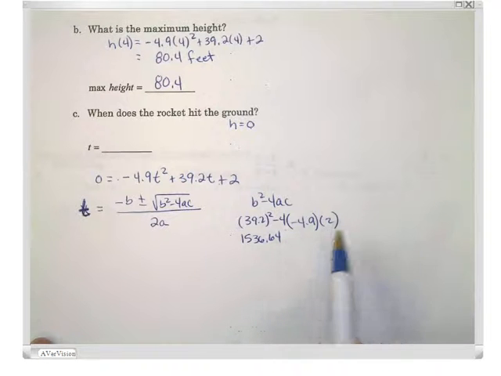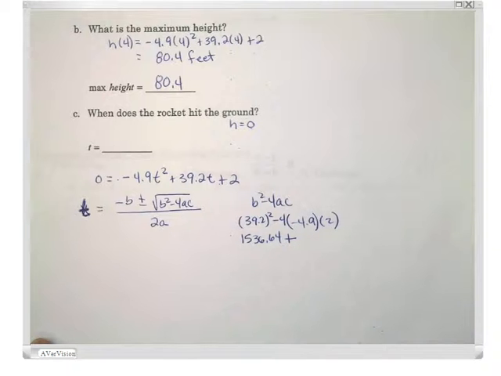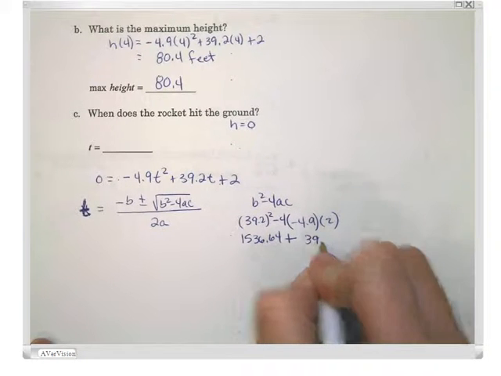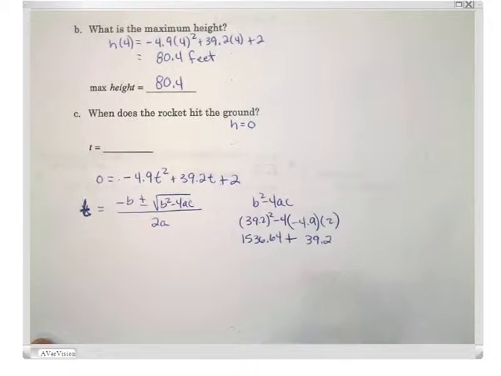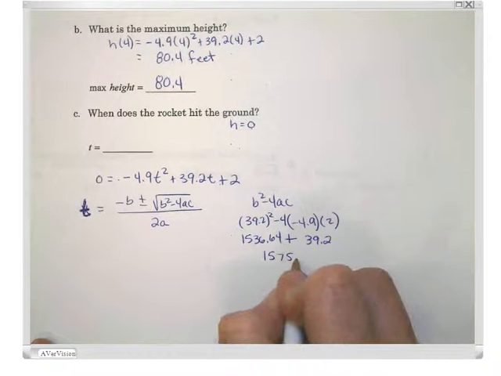Then I'm going to look at my signs. I see there's 2 negatives. 2 negatives multiplied together gives you a positive. And then I can just multiply 4 times 4.9 times 2. And that's going to be 39.2. So my entire discriminant is 1,536.64 plus 39.2. And that will give me 1,575.84.